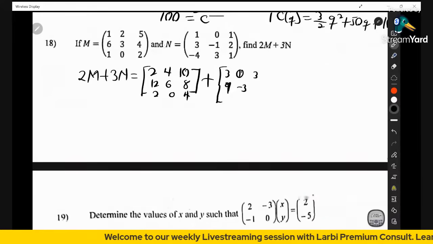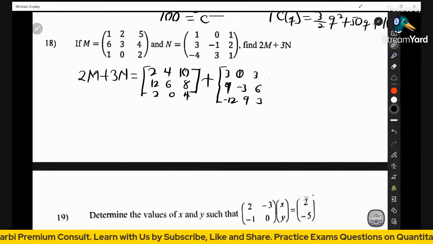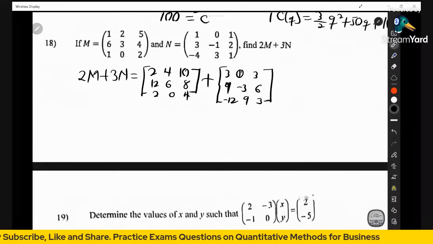And then here is 6. Then here is negative 12. Here is, sorry, positive 9. And then here is 3. So once you're able to get this, then we need to just be adding the corresponding entries.